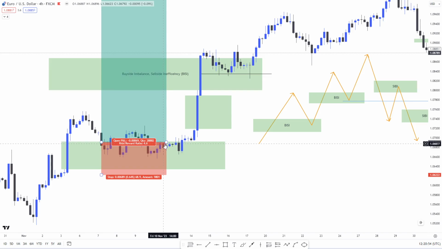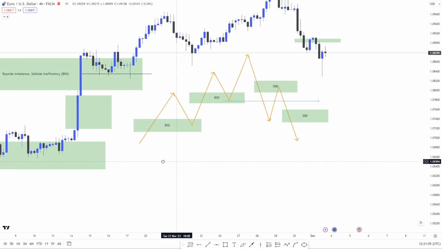But this is a lot less stressful by just entering into these positions right here. So you could enter in here, you could enter on a smaller time frame, you can use this as confluence, you can do whatever you want.